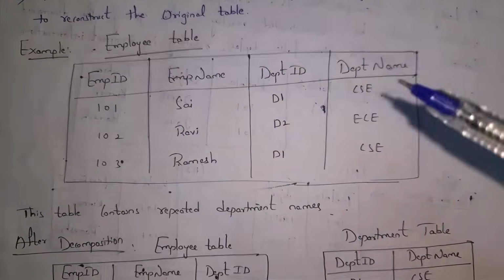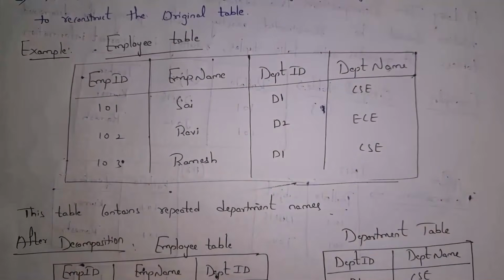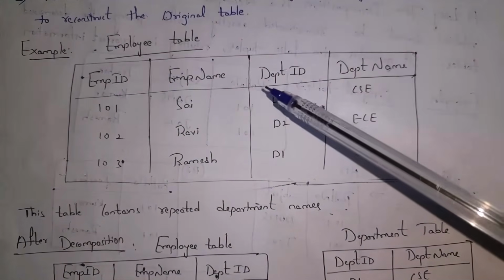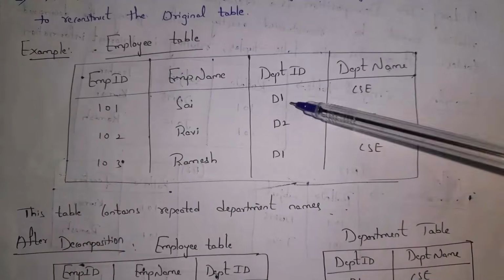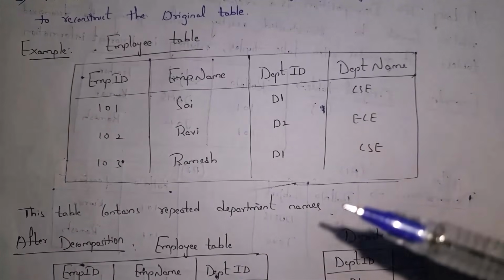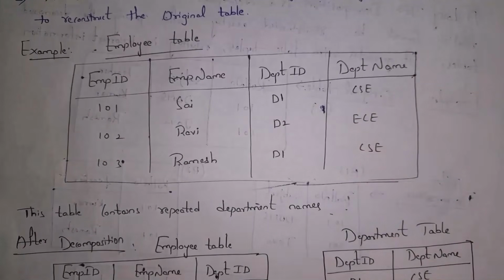Yes, for example, this is large table. I want to perform decomposition on this table. Table name is employee. If you observe in this table, for department ID column and for department name column, there are duplicate values. Like D1 CSC is repeated twice. Now in order to remove duplicate values from this table, we will perform decomposition.